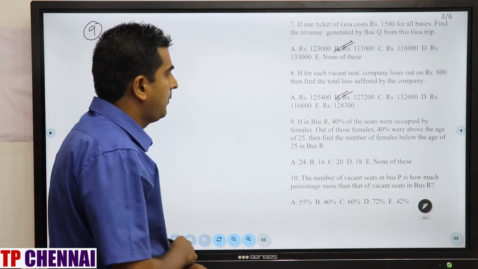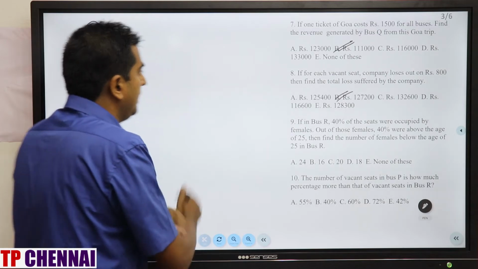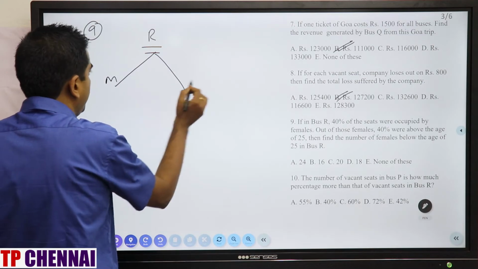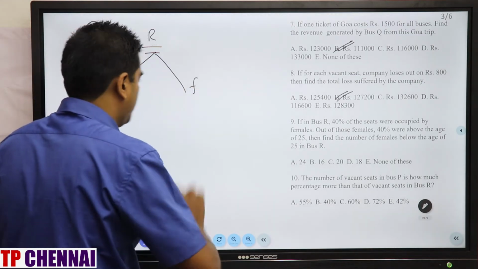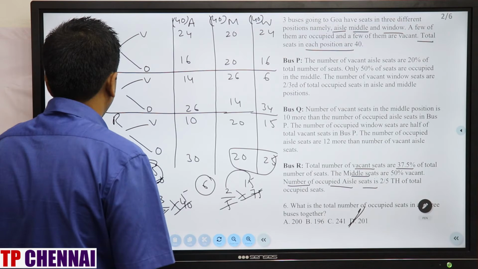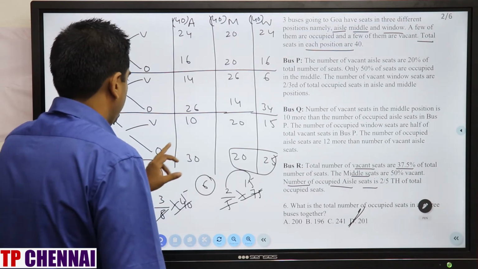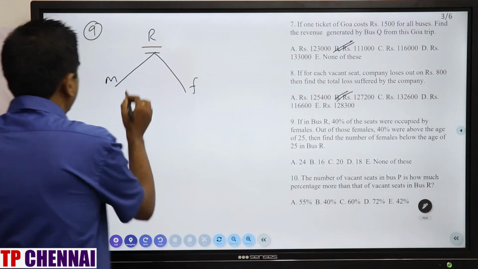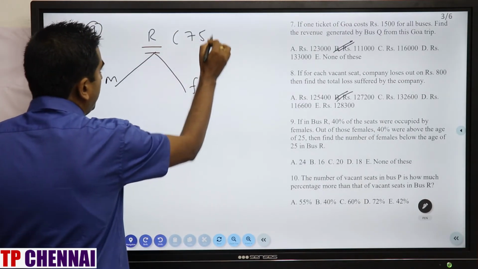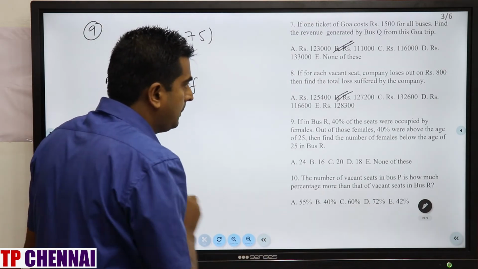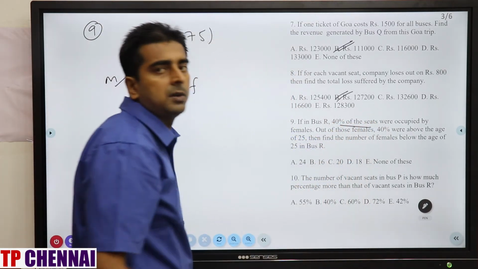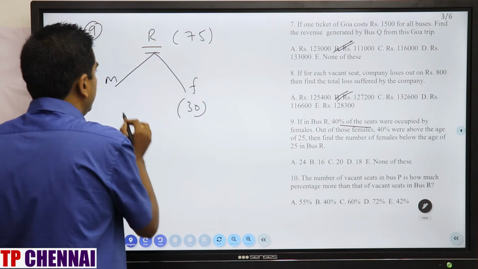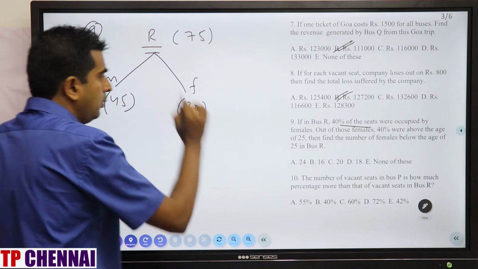If in bus R 40% of seats are occupied by female, bus R you have male and female. Bus R occupied seats is how much? First we will check that one. 75. 75 seats are occupied. In that 40% of seats are female. What is 40% of 75? 30. 30 is female. So remaining male will be 45 who occupied.